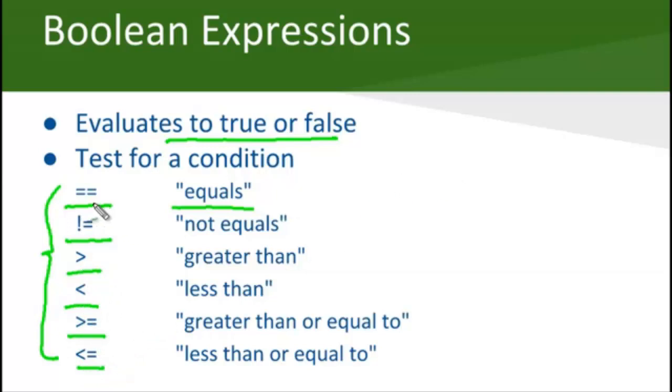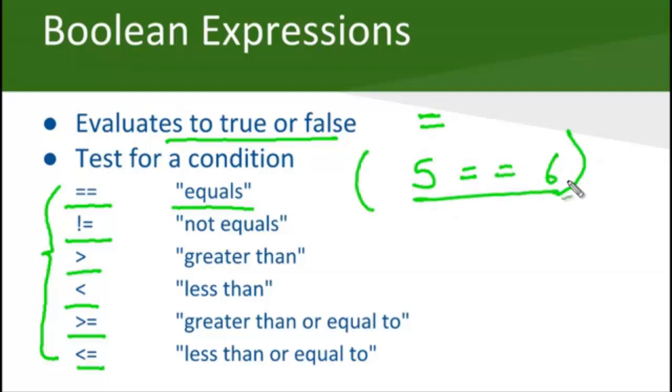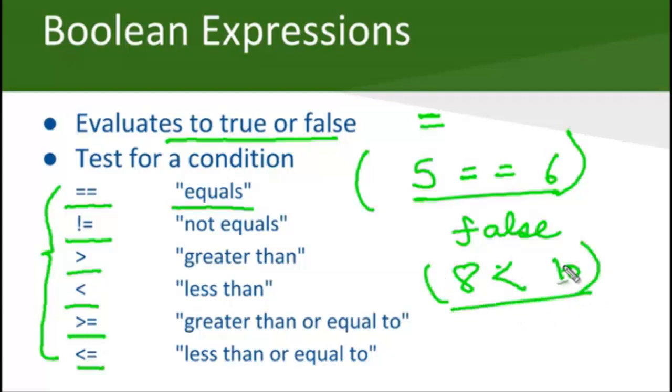So this equals operator is different from the assignment operator. When we have one equal to sign, that is the assignment operator, but when we have two of these, that's the equals operator. For example, when we have 5 equal to 6, since 5 is not equal to 6, this will return false. Or we can have 8 is less than, say, 10. Since 8 is less than 10, this will return true.